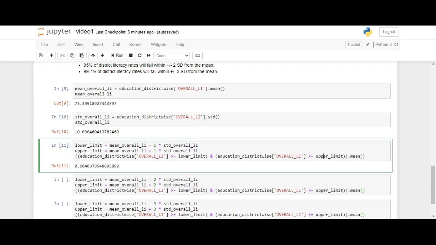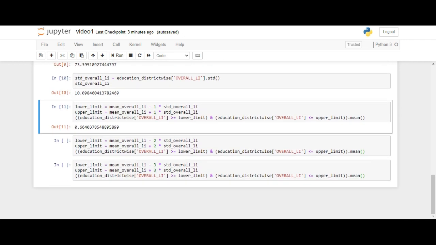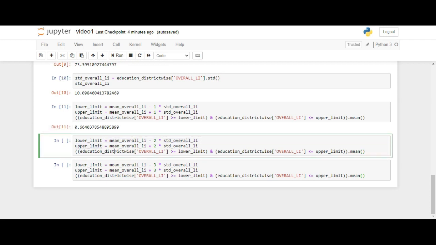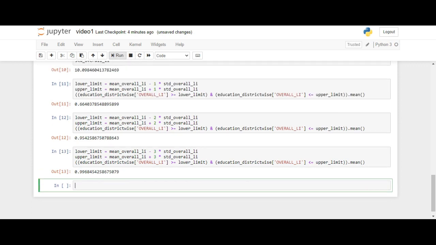So the output shows that about 0.664 or 66.4% of our district literacy rates fall within one standard deviation of the mean. This is very close to the 68% that the empirical rule suggests. We can also use the same code structure to determine how many of our literacy rate values fall within 2 and 3 standard deviations of the mean. We just multiply the standard deviation by 2 or 3 instead of 1.